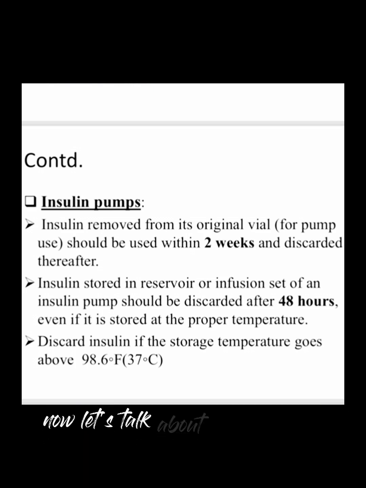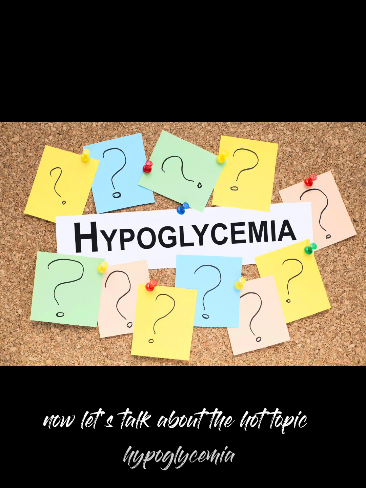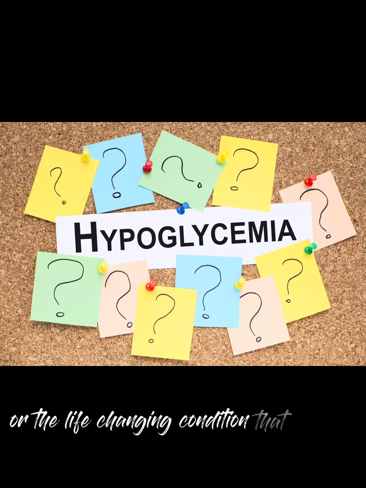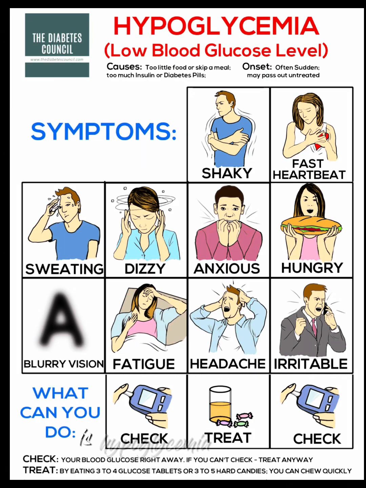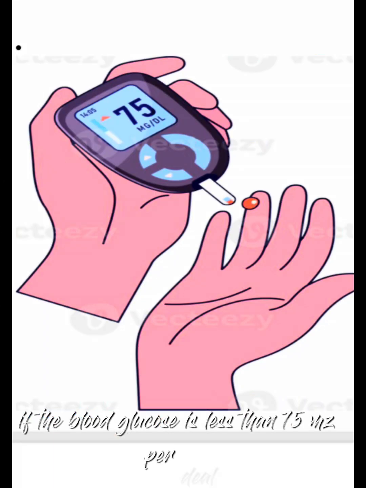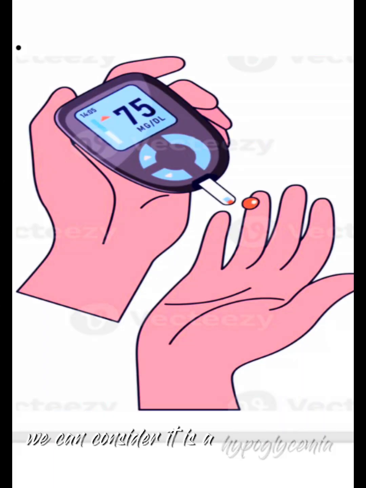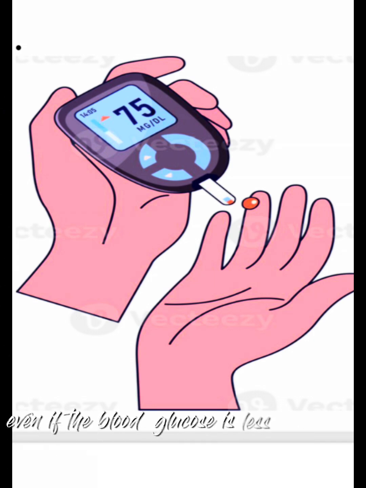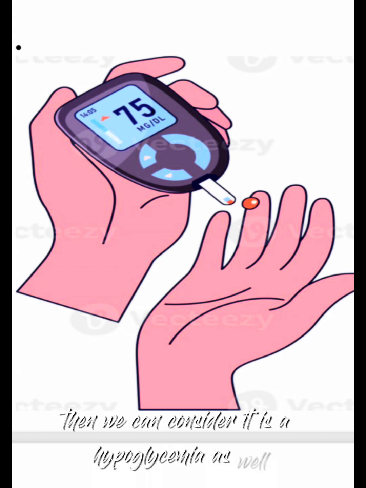Now let's talk about the hot topic, hypoglycemia. The most common side effect of insulin, or the life-threatening condition that can be caused by insulin, is hypoglycemia. In adults, if the blood glucose is less than 75 mg per dl, we can consider it as hypoglycemia. But if the patient is symptomatic, even if the blood glucose is less than 100 mg per dl, then we can consider it as hypoglycemia as well.